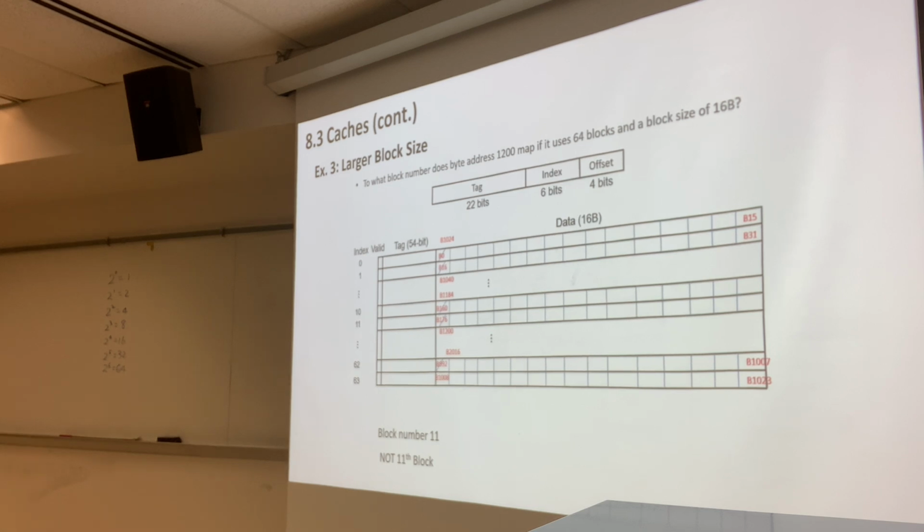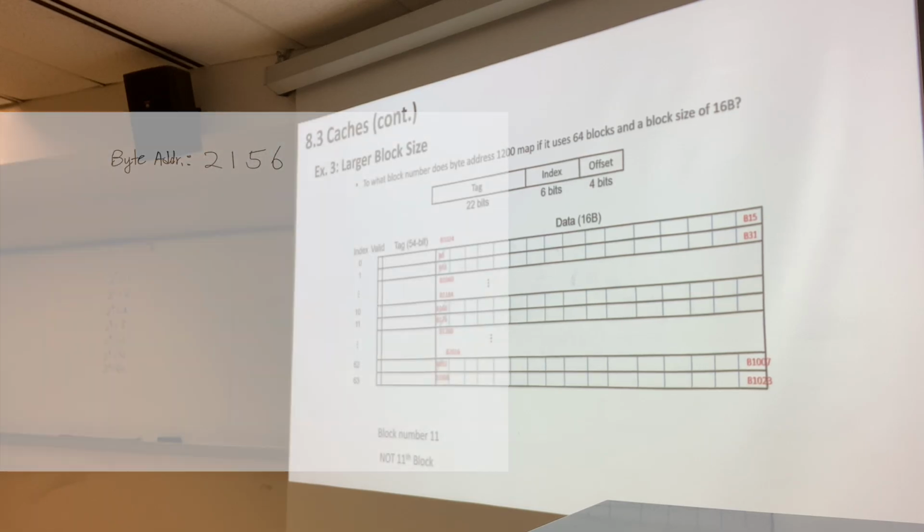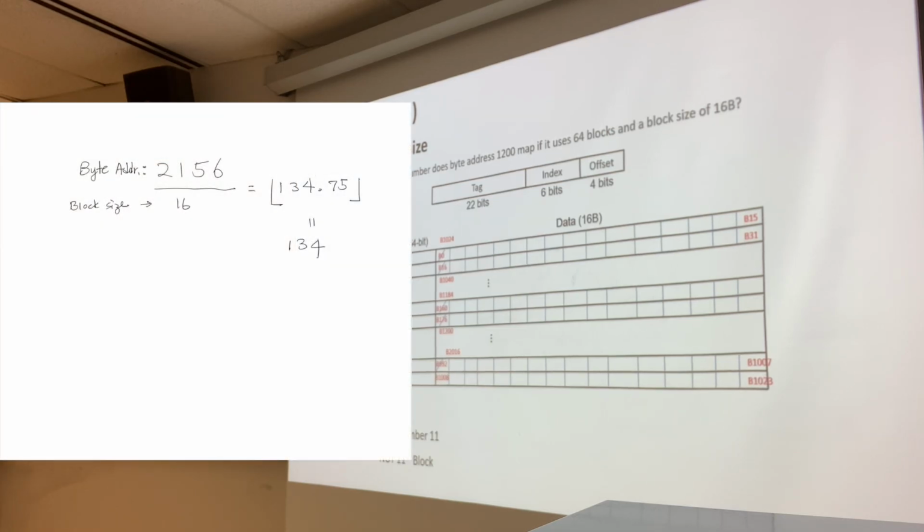2156. Everything is the same, but this time it's not 1200. We're asking about byte address 2156. Which block is this? First thing we want to do: what's the block size here? 16 bytes. This is the byte address, and this is the 16 bytes. Calculator, what is this? 134.75. We're going to round down, so that is 134. So this is located at block 134.